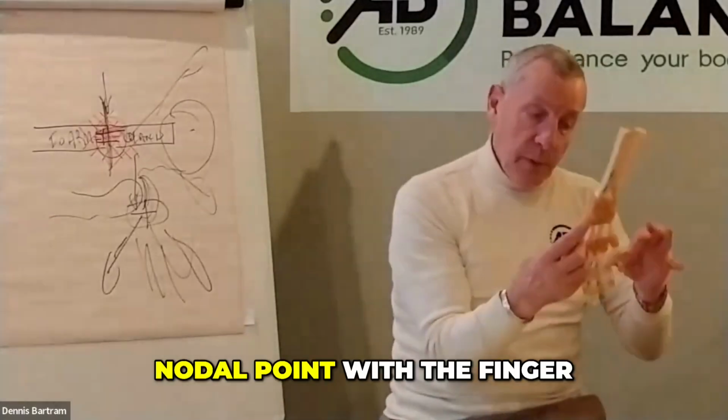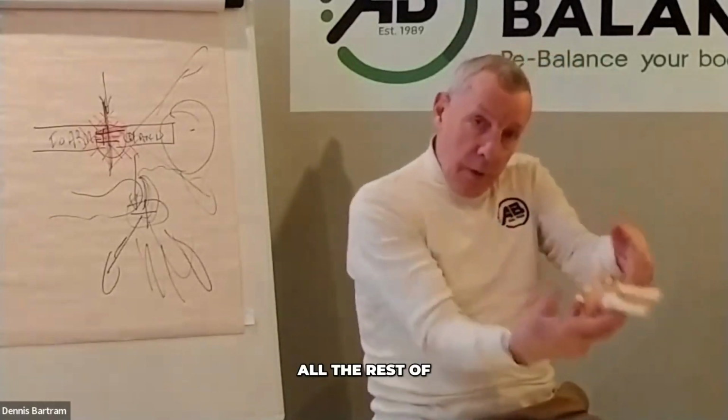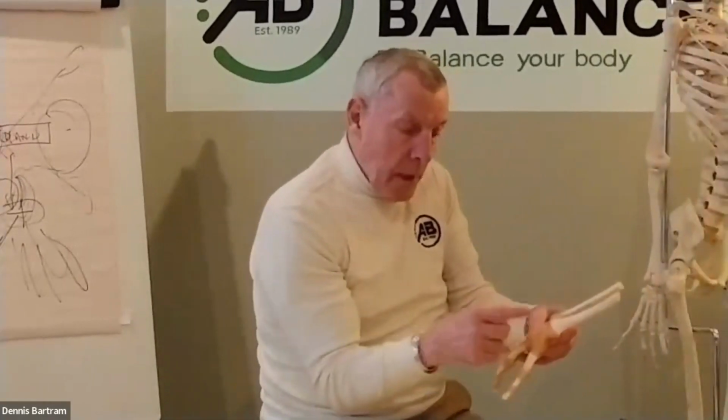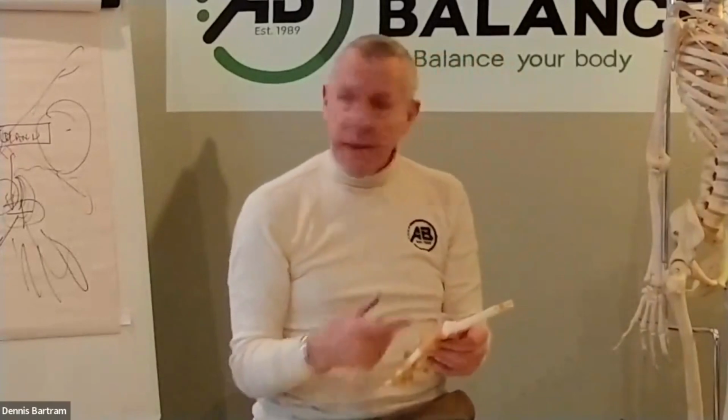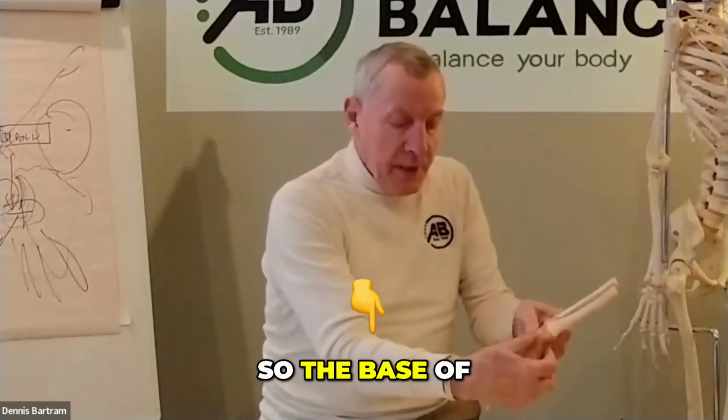So we need to be able to go to that and produce a nodal point with the thumb and a nodal point with the finger. And both of those are spreading. So now I've got all the rest of my fingers to be able to concentrate on the retinaculum. And you need to see hand anatomy, but you've got the 8 bones there, all gliding. So you're at the base of the thumb.